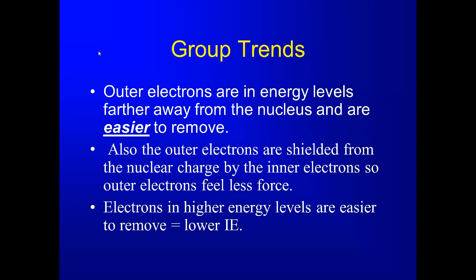Okay, going down a group. Same reason as the size. Since those electrons are going further and further away, it has a weaker charge. They're not being held as tight. They're easier to remove as you go down a group. Therefore, it's going to take less energy. So if it's less energy, they're easier to make an ion. You see a lower ionization energy.